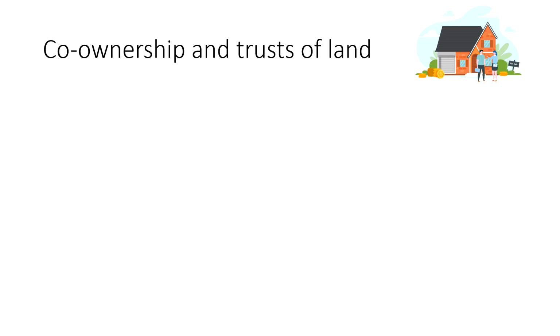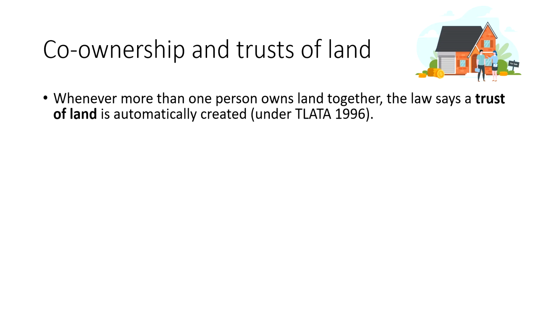Now, the thing is, in law, it's a bit more complicated than that, okay? Every time there are more than one person, so I don't know, 2, 3, 4 people who own a piece of land or property together, the law automatically creates a trust of land, and that's under the law I've provided here, the Trusts of Land and Appointment of Trustees Act 1996, or however you want to pronounce it. So that is something you cannot avoid. Automatically, there will be a trust that's being created. Okay.